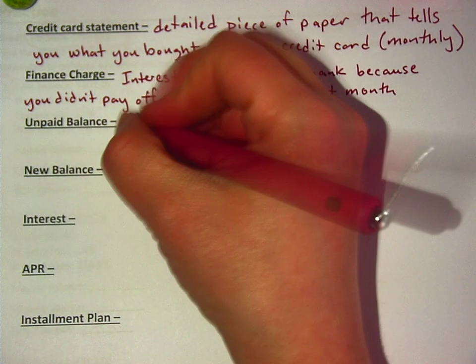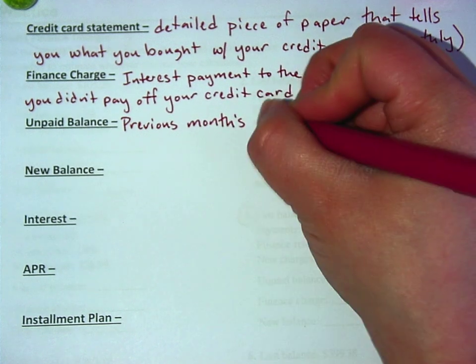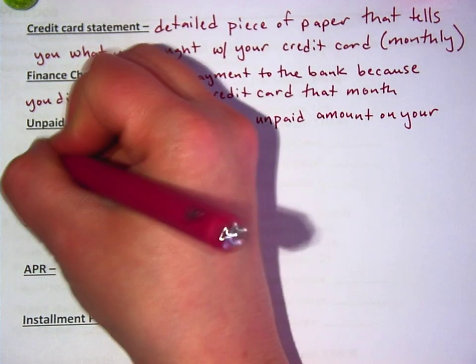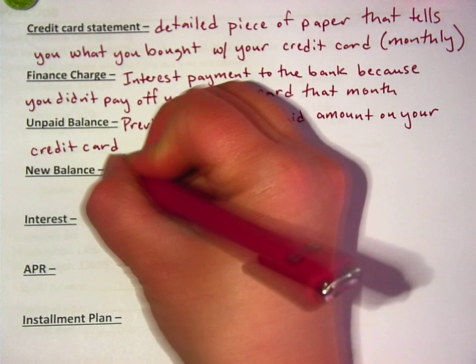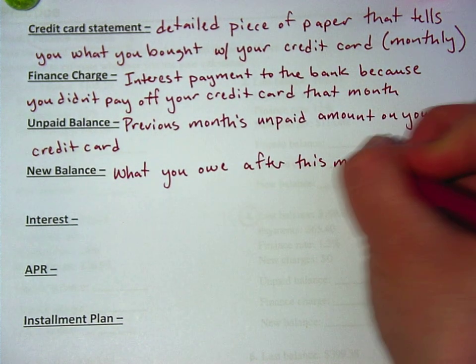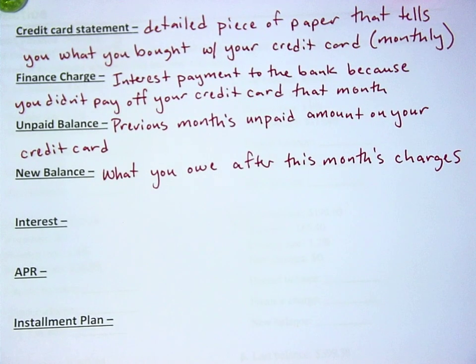When you have an unpaid balance, that is the previous month's unpaid amount on your credit card. And your new balance is what you owe after this month's charges. So an unpaid balance was the previous month's unpaid amount on your credit card. And the new balance is what you owe after this month's charges.